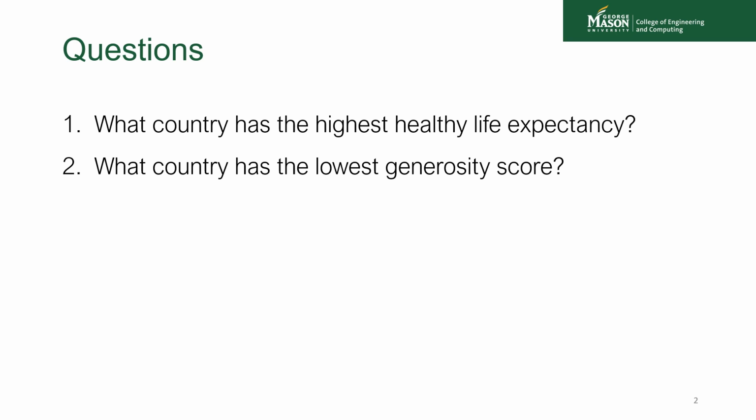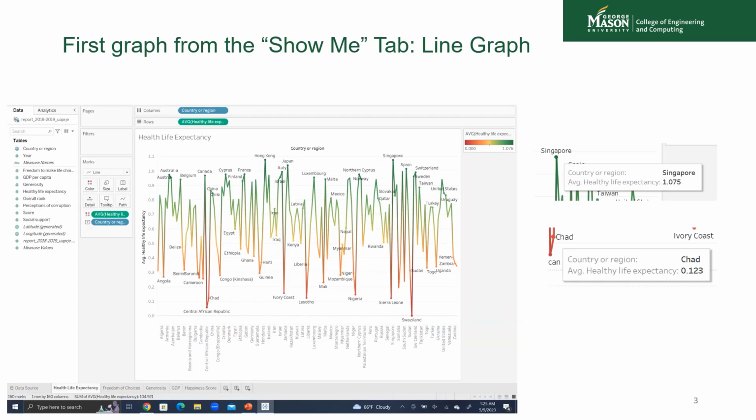Alright, so some questions are, what country has the highest healthy life expectancy? And the second one is, what country has the lowest generosity score?